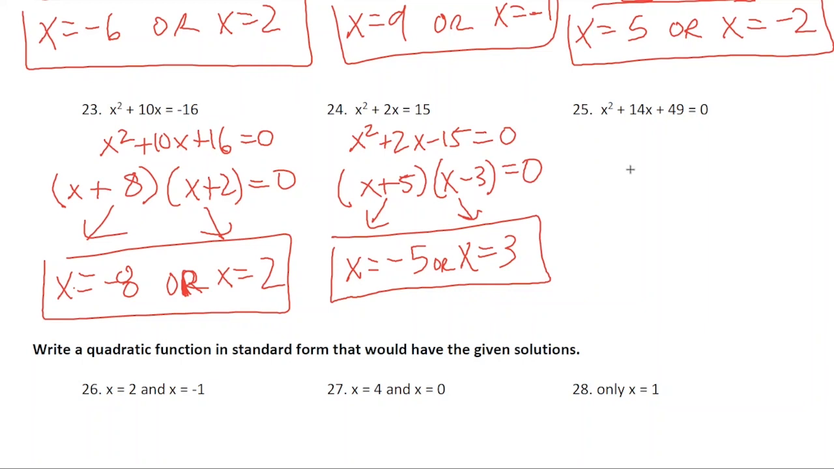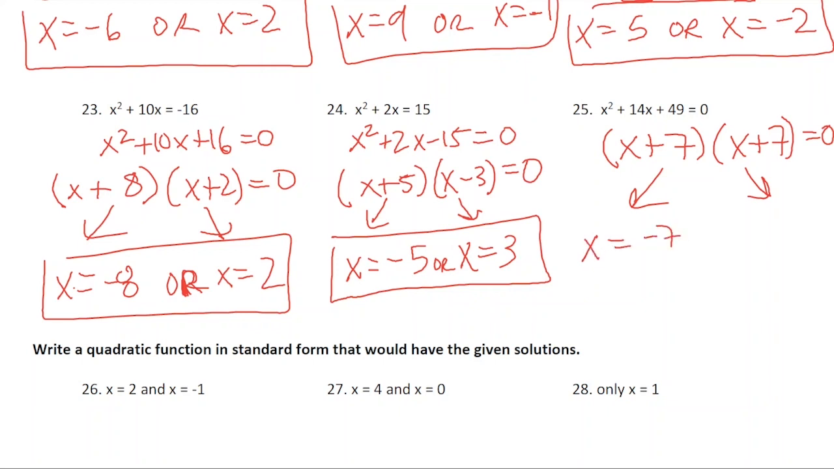Number 25, two numbers that multiply to 49 but add up to 14. This one's pretty easy. This one's going to be 7 and 7. There are some cases where we get a repeated factor here. Now, there is some significance to that. I think we've talked about that before. We don't need to worry about it quite yet. We can say x is negative 7 or x is negative 7, but we don't need to write it twice. We could just say x is negative 7. There's only one solution there.